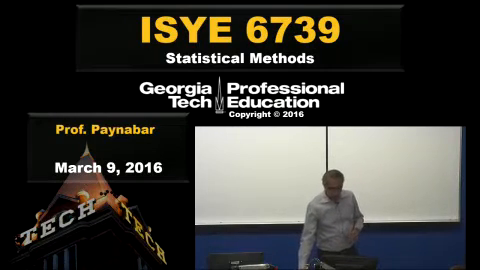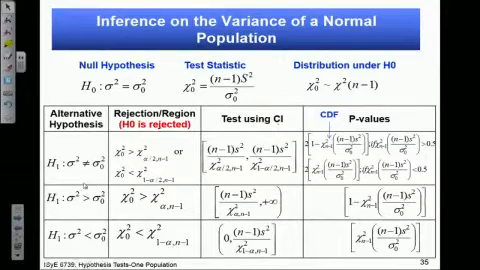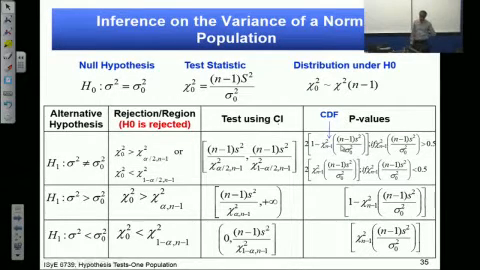So hypothesis testing on variance of a normal population, and we said we have different alternative hypotheses, and we can either use the rejection region method or the confidence interval or p-values. And this is basically the equations for calculating p-values, and this chi-square n minus 1 is the CDF function, which you need to integrate from chi-square from 0 to that number.